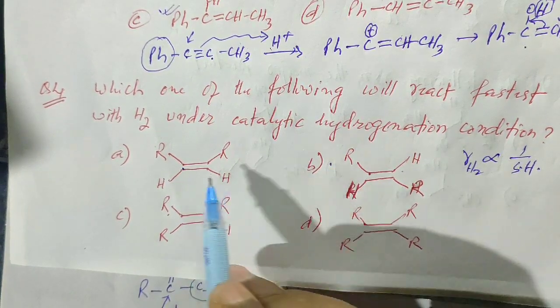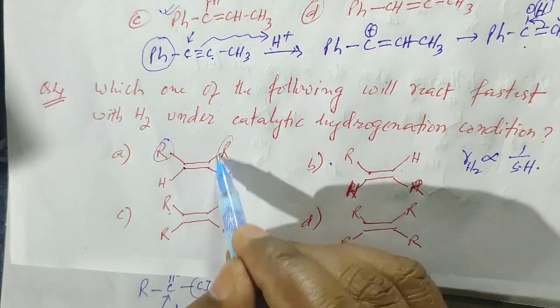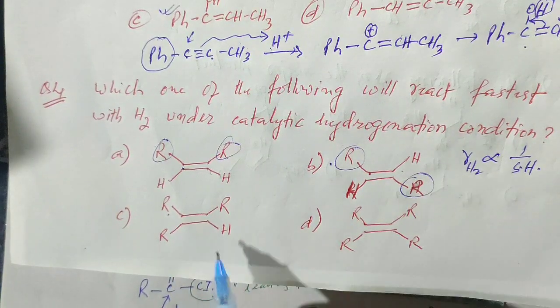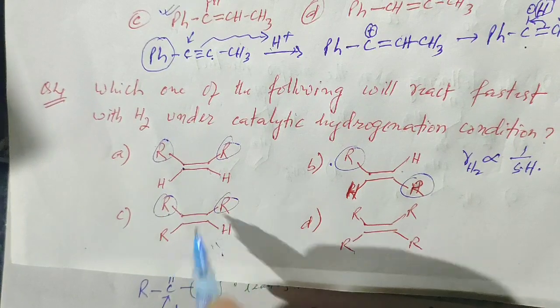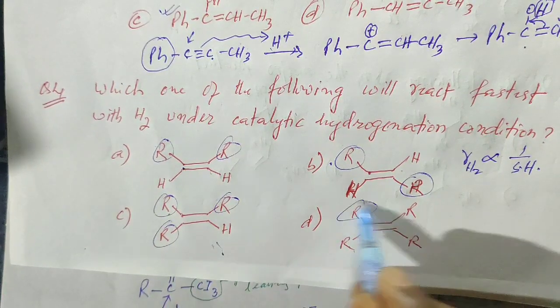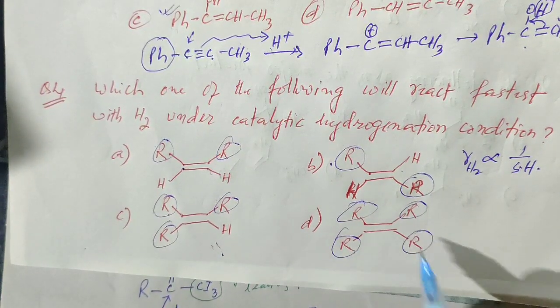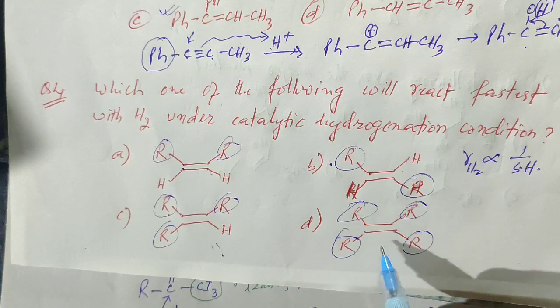Now in these two cases only 2 alkyl groups are attached, while in these 2 cases more alkyl groups are attached. Here 4 alkyl groups, 3 alkyl groups, and in the last option 4 alkyl groups are attached. So this will be least reactive.